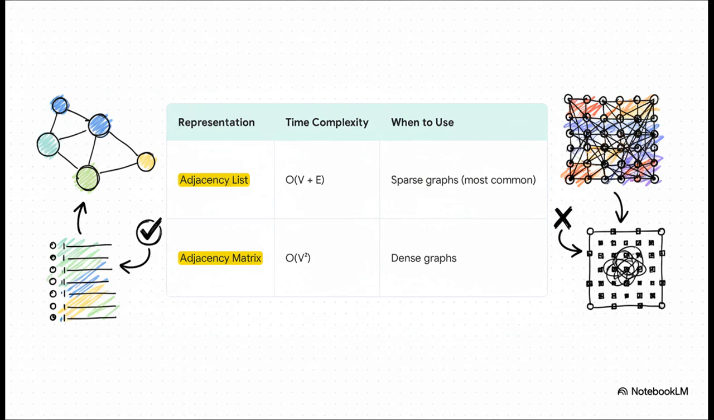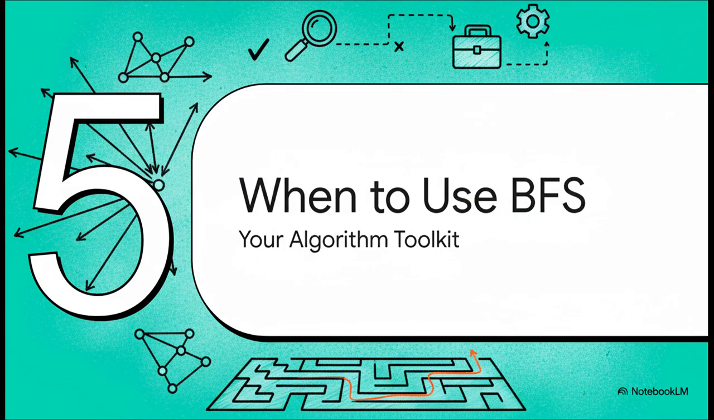For most real-world situations, graphs are what we call sparse. They have way fewer connections than the maximum possible. In those cases, an adjacency list gives you that fantastic O(V + E) performance. If you use an adjacency matrix instead, you're looking at O(V squared), which can be way slower on those same sparse graphs. So, knowing all this, when should BFS be the tool you reach for?